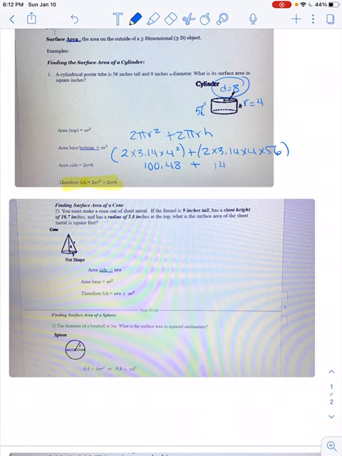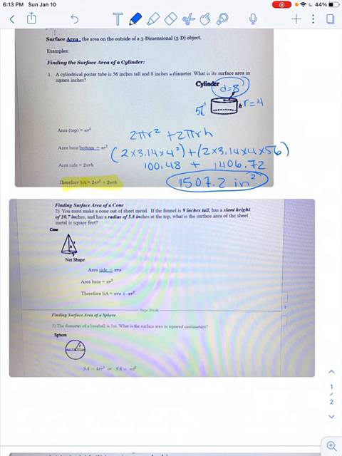That would give us 1,406.72. And the last step would be to add them both. It would give us 1,507.2 inches square.